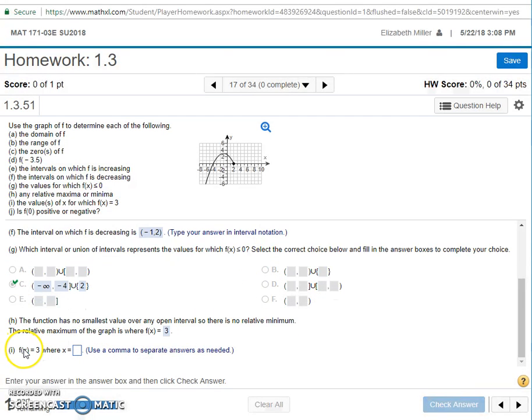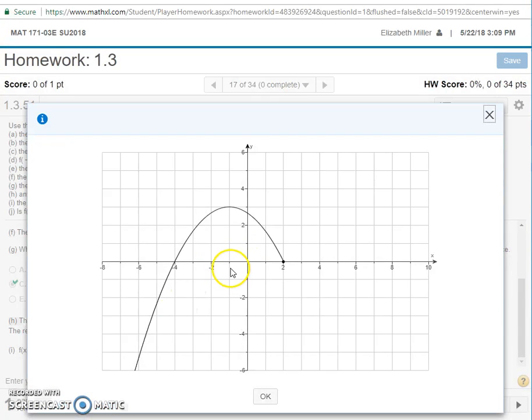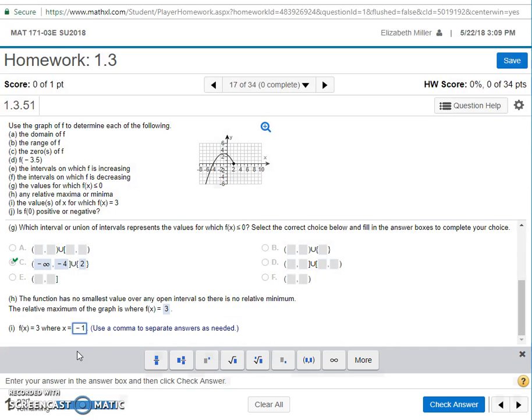And it says f of x equals 3, where x equals, now it's asking for the x value. And this messes people up. Did I say 1 comma 3? I think it should have been, yeah, negative 1 comma 3. Gotta pay attention, my goodness. All right, negative 1 comma 3.